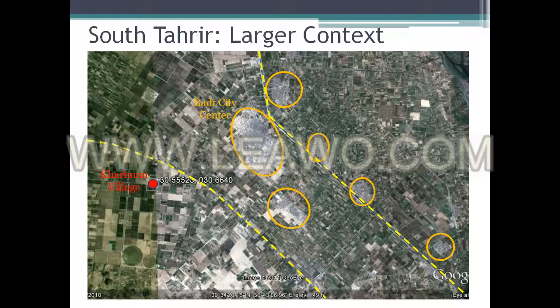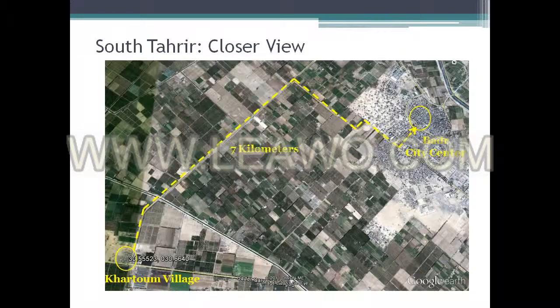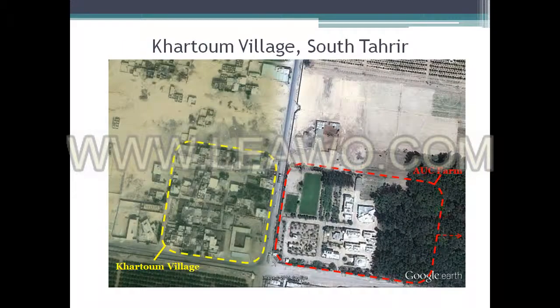Here is a Google Earth map zoom in of the province, the red dot being the selected site, Khartoum Village. We chose Khartoum Village because it has good access to public services, and some job opportunities we'll talk about further. Here's the village that we chose.